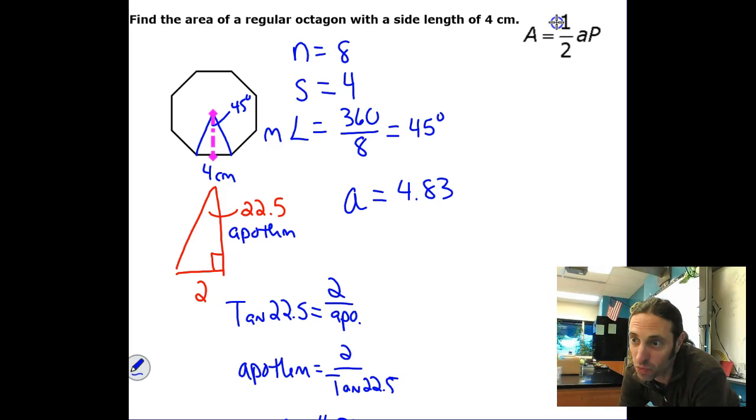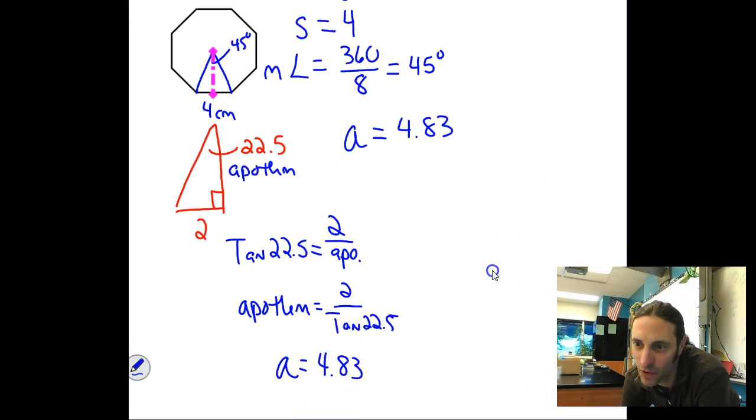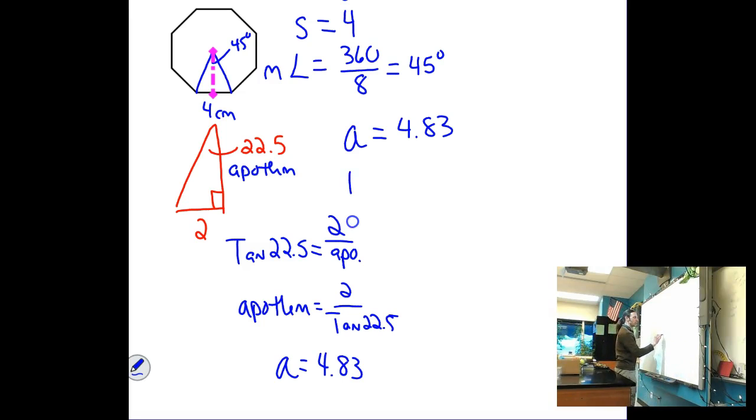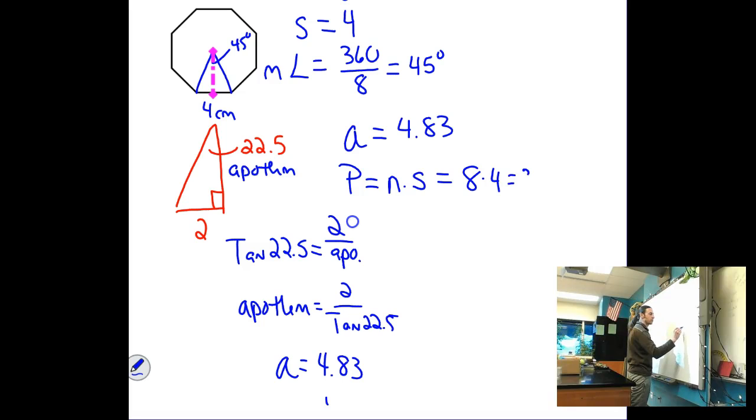Okay, well, area is 1/2. No, wait a minute. Now I've got all my pieces. Perimeter is equal to n times s. So that's equal to 4 times 8. Switch that up. How about 8 times 4? You get the same answer. 8 times 4, and that's 32.